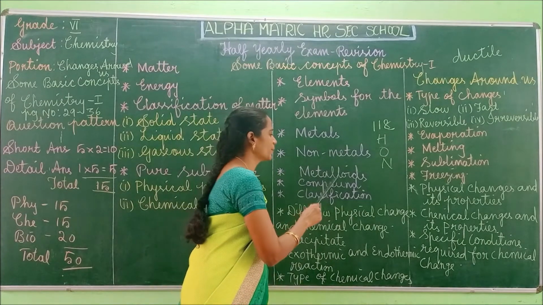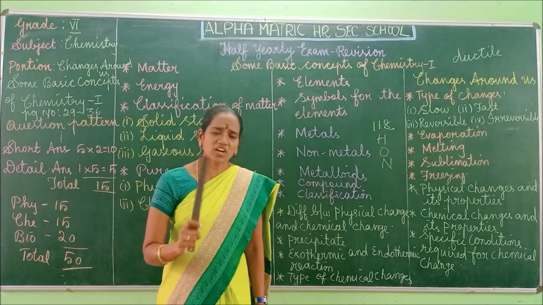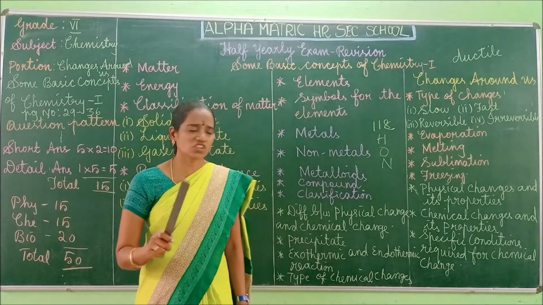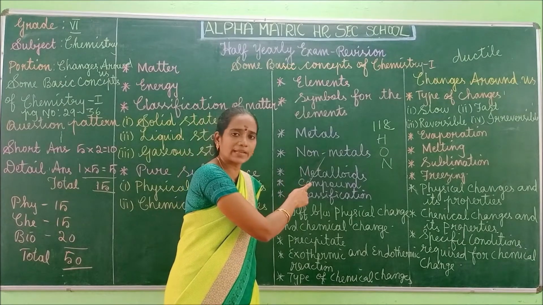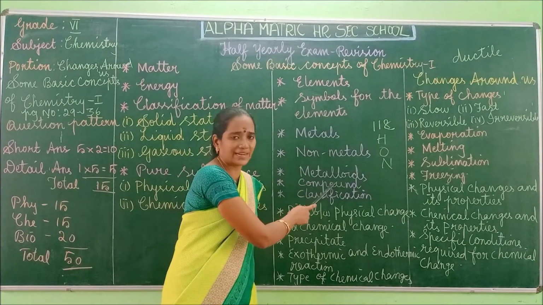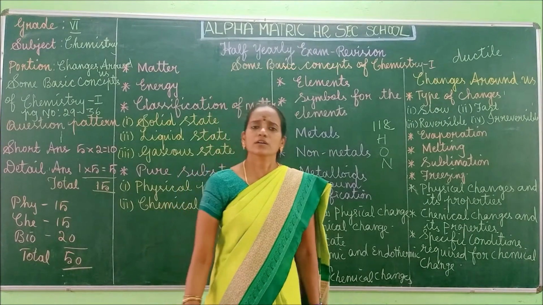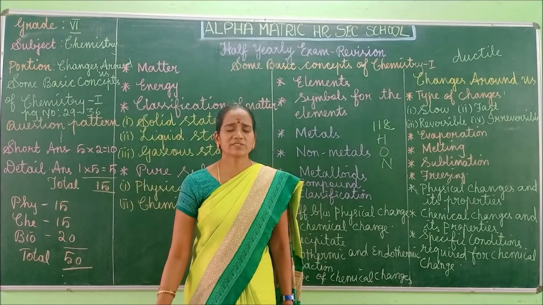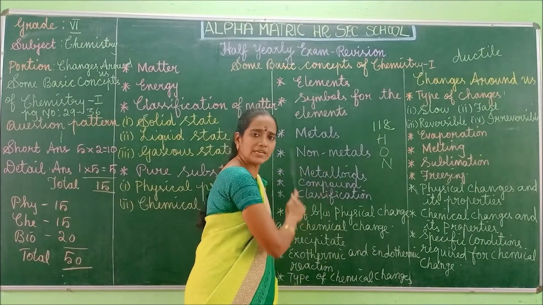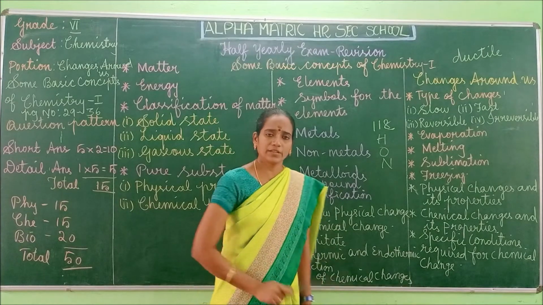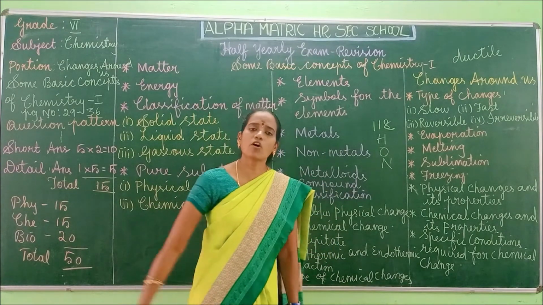So next one, metalloids. Metalloids are elements which contain both the metallic property as well as non-metallic property. For example, silicon and germanium are some of the metalloids. Silicon and germanium contain both the metallic property and the non-metallic property. Got it, children? Right.